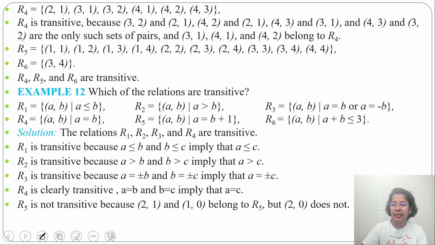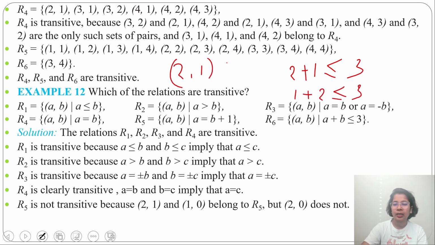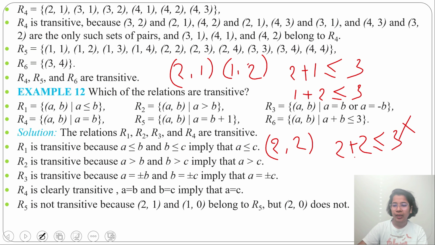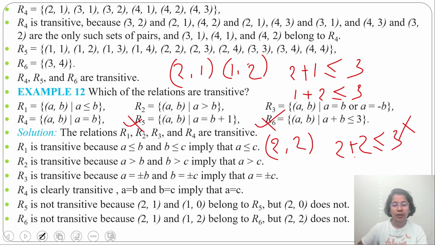Next R6, a plus b less than or equal to 3. 2 plus 1 is less than or equal to 3. So (2, 1) is one ordered pair. Then 1 plus 2 is less than or equal to 3. So (1, 2) is another ordered pair. Now is (2, 2) another ordered pair? 2 plus 2 less than or equal to 3? No. Hence R6 is also not transitive. We found R5, R6 are not transitive.